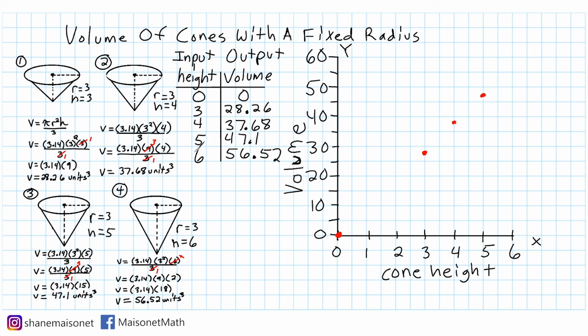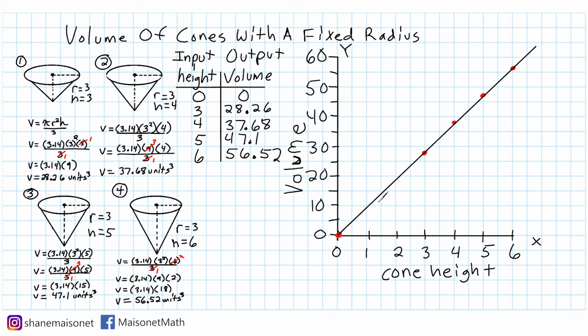And the last one is 6, 56 and a half about. Okay, so a little bit over 55. So we're going to go to 6 for the height. And that's going to make a volume of a little bit over 55. So maybe about right here. Okay. All right, now let us go ahead and connect these points and see what happens here. Now, if you take a look, we have a linear relationship.